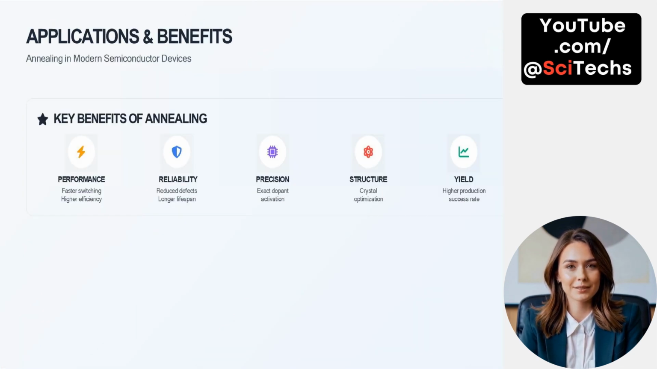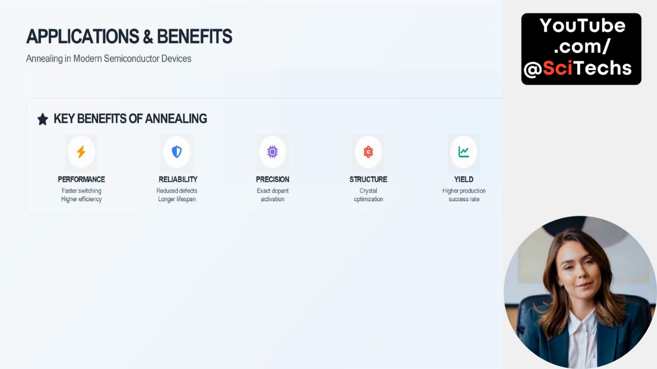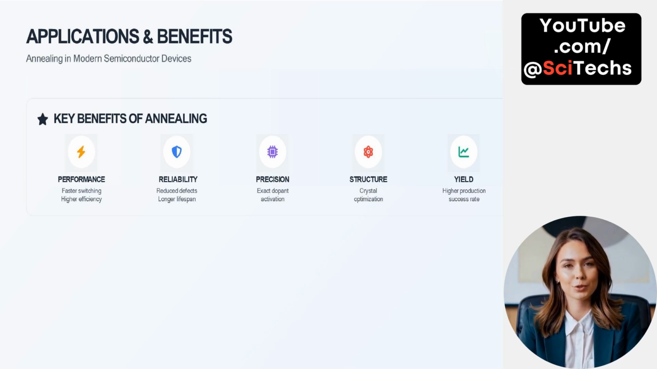Applications and benefits. Annealing plays a crucial role in enhancing the performance and reliability of modern semiconductor devices. One of the key benefits is improved performance. Annealing helps activate dopants and repair crystal damage, leading to faster switching speeds and more energy-efficient devices. Reliability is also enhanced as annealing reduces crystalline defects and other imperfections, directly contributing to longer device lifespan and more stable operation.